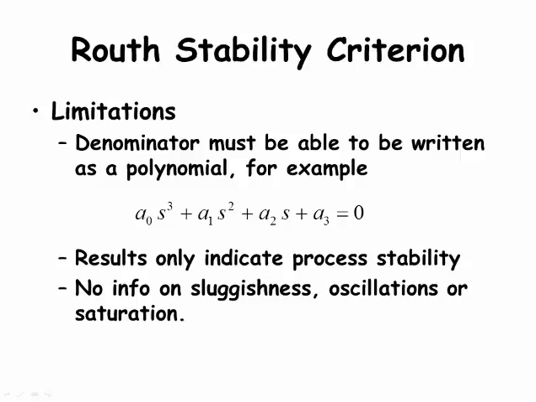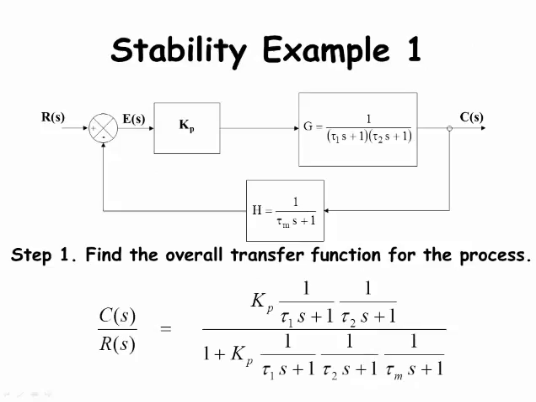The results of the Routh stability criterion analysis only indicate if the process is stable. The results do not tell us if the process is sluggish or oscillates. Let's go through some examples. Here is example 1 from the course packet.